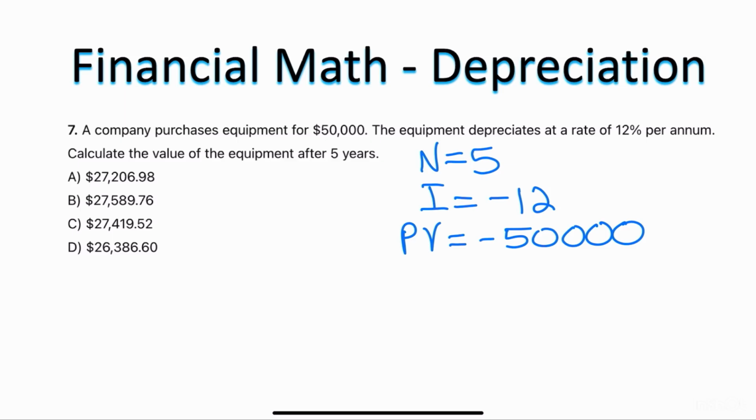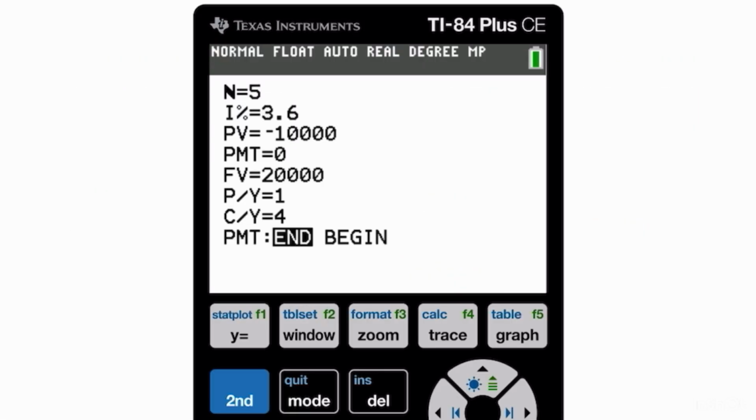We're looking for future value. PMT stays 0. P per Y stays 1. C per Y stays 1. So let's go ahead and put it in our calculator to figure out the future value. We're doing this for 5 years at an interest rate of negative 12% because it's depreciating in value. The original value is $50,000. PMT is 0. Future value is what I'm looking for. And we're going to make C per Y 1 because it's depreciating per year, 12%.